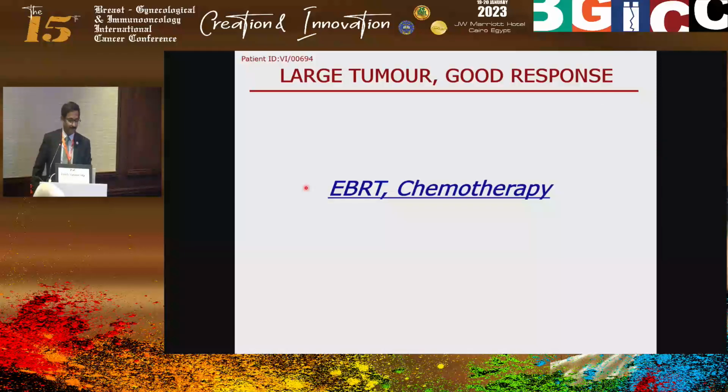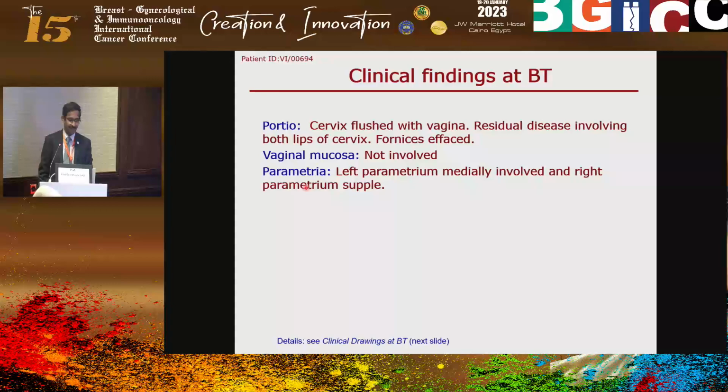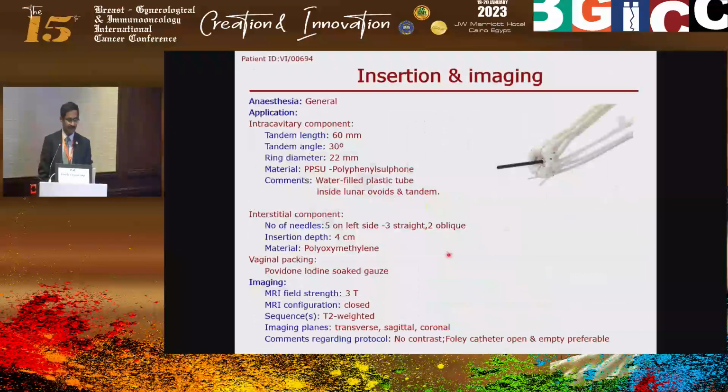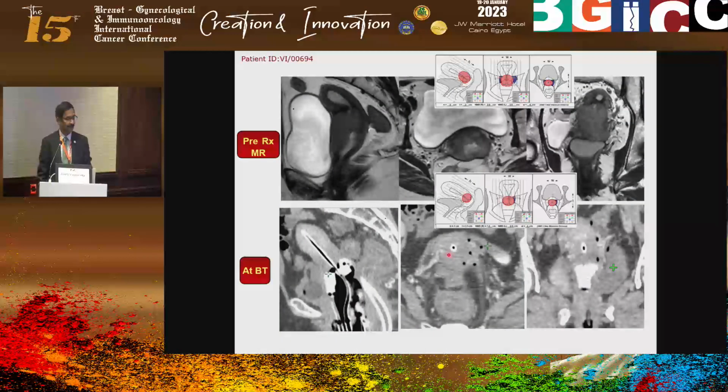Okay? So this patient received chemo and radiation, external beam, and these are the clinical drawings at the time of brachy. Very good response. Right para is more or less complete. Left para, still some disease in the left para as part of indurations. And now you see NMDs. Right was 2.5, now it has become 1.5. Left was 3.5, now it has become 2.5. So the total width is roughly around 4 centimeters. So we did an advanced brachy application.